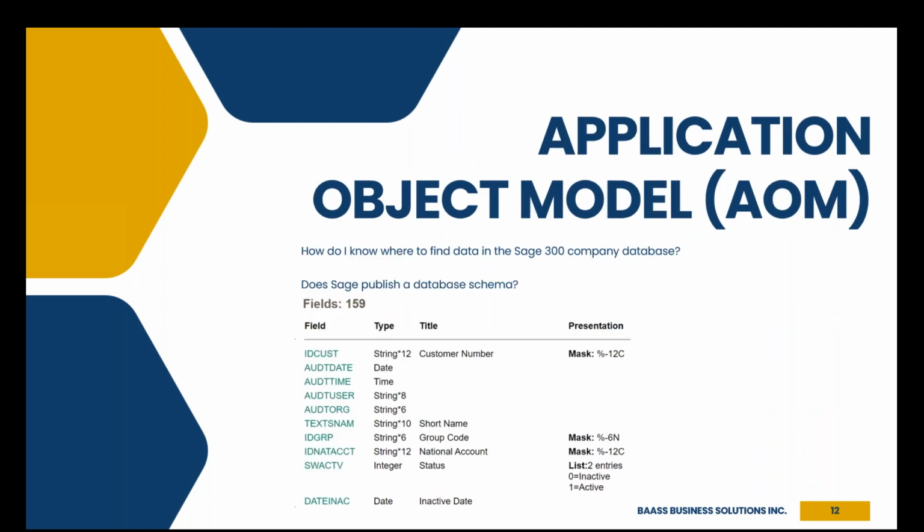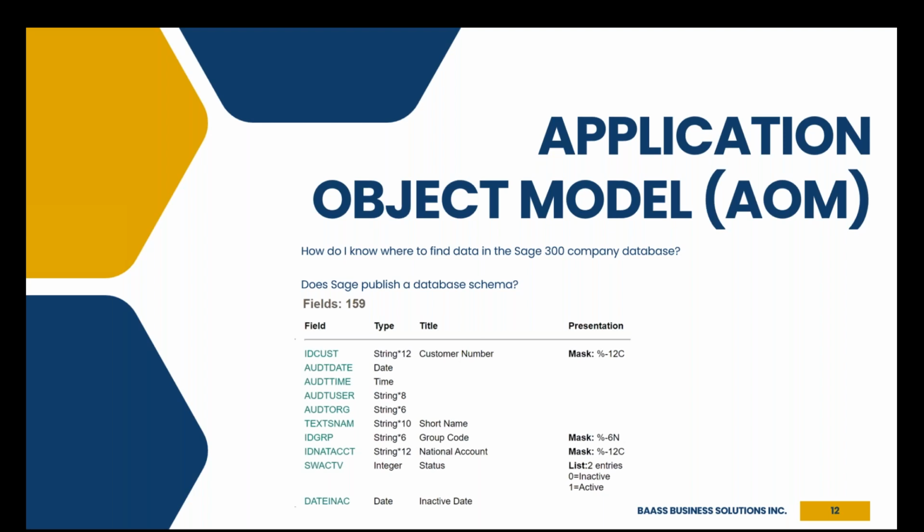Application object models. So the common question is, how do I know where to find stuff in Sage 300 to design my reports? I look in the SQL database and I see a bunch of tables that make absolutely no sense to me. How do I get into the design of reports? So Sage does publish a database schema, and some of this gets into the technical aspect. But there is a dictionary, a library available that describes what all of those fields and all of the tables inside that database look like to help you design the report.